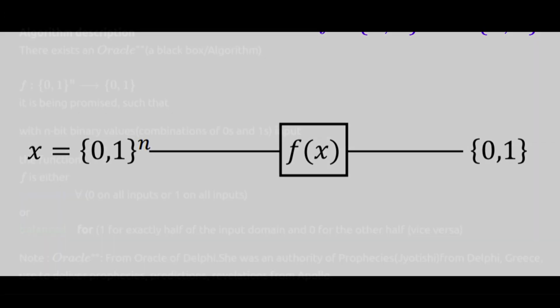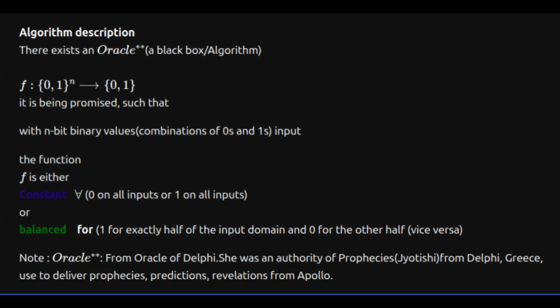So it is promised that with these n input binary values, if it outputs all zeros or all ones, we call it a constant function, or if it returns, for the first half, let's say 50% of the inputs, say 0, and for the remaining 50% it returns 1, we call it a balanced function.